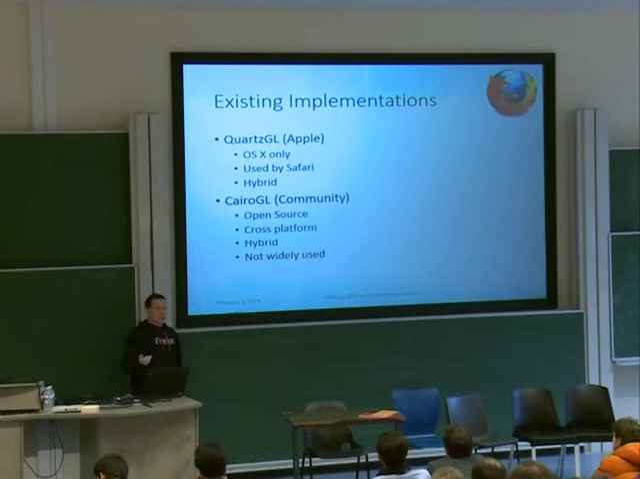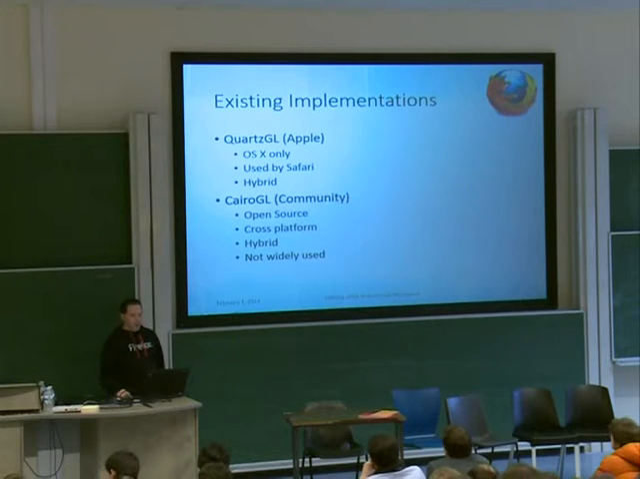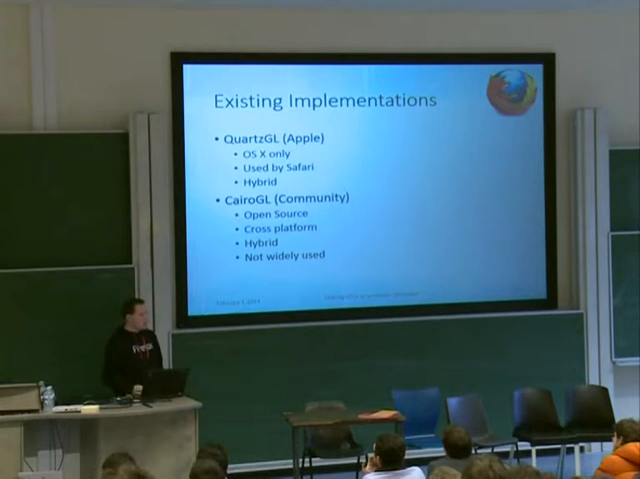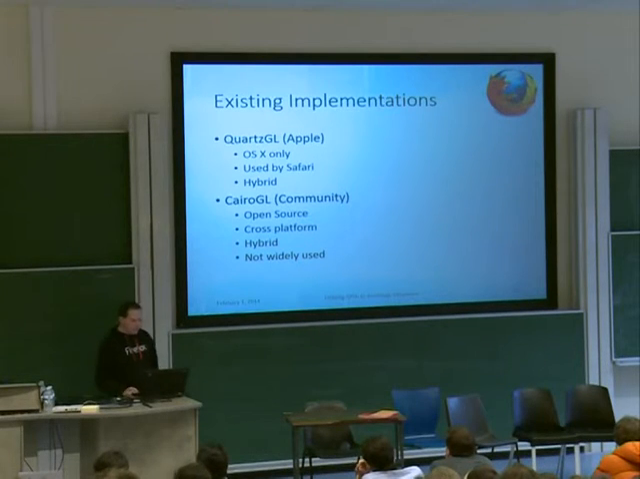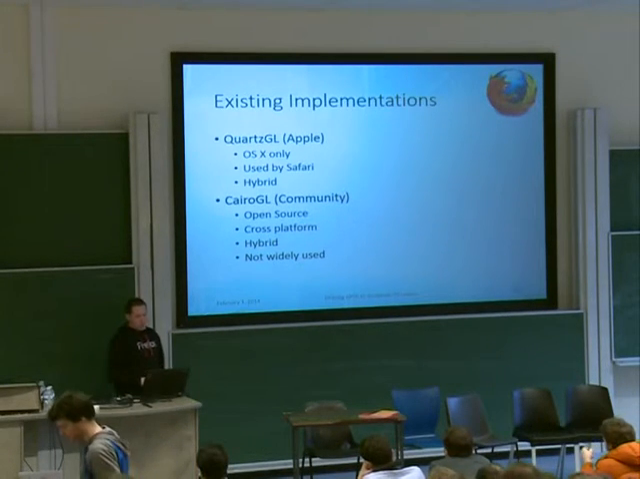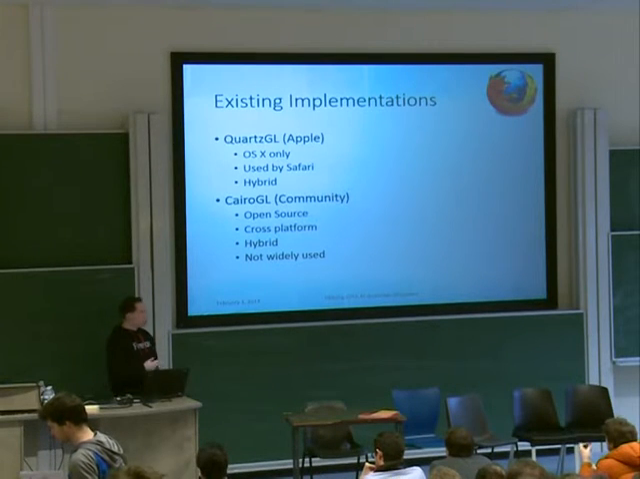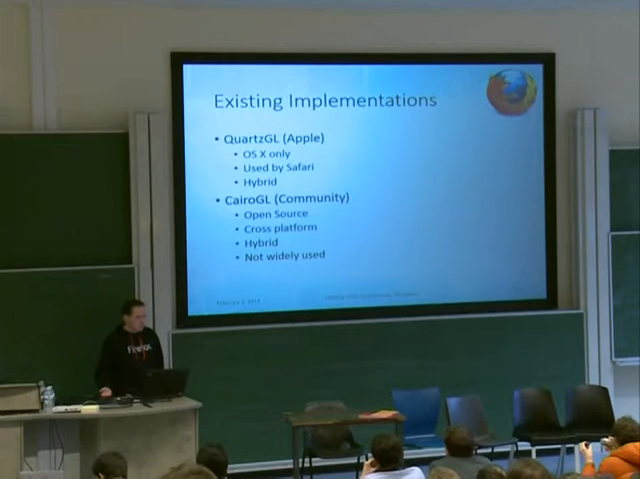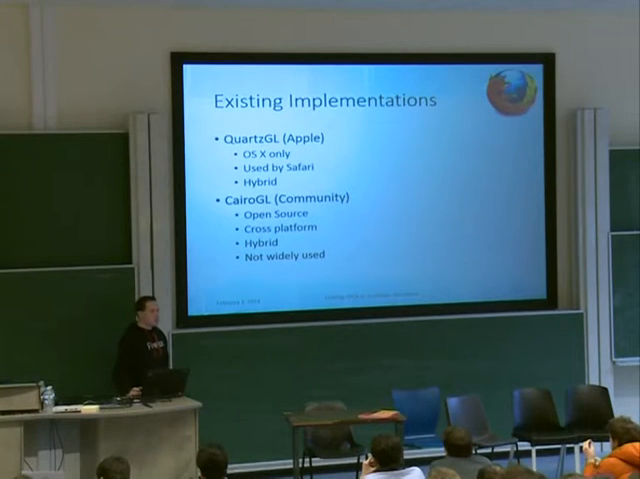Then from Apple, there's QuartzGL, which is their Core Graphics GL backend. It's OS X only. It's used by Safari in modern versions. And as far as we know, it's a little harder to dissect. It uses a hybrid approach. Because it's not a completely user mode thing, we can't go in and see what it does, sadly. Then there's CairoGL. It's community maintained, open source, cross-platform, also uses a hybrid approach. I don't know of anybody actually using it in practice. As far as I know, it's full of bugs. If it ever goes somewhere, that would be wonderful. At this point, it doesn't look like it has or that it will.